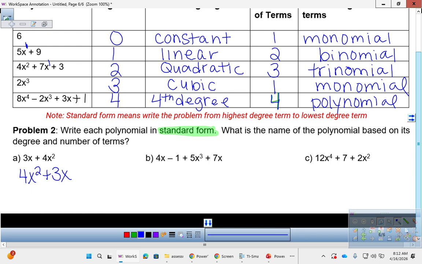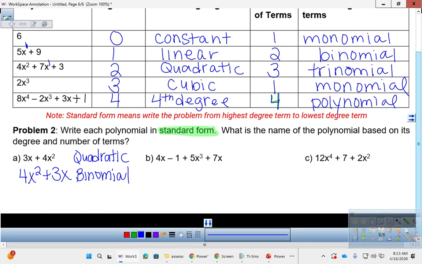Now that it's in standard form and I want to name it, I have to think of two things. What is the degree on that? What's the highest exponent? 2. So if the degree is 2, we call that a quadratic. So this is called a quadratic. All right, how many terms are there here? Also 2. So number of terms is 2. That's a binomial. So this is a quadratic binomial. I don't expect you to have that memorized. You're using the chart. All right, let's look at the next one.